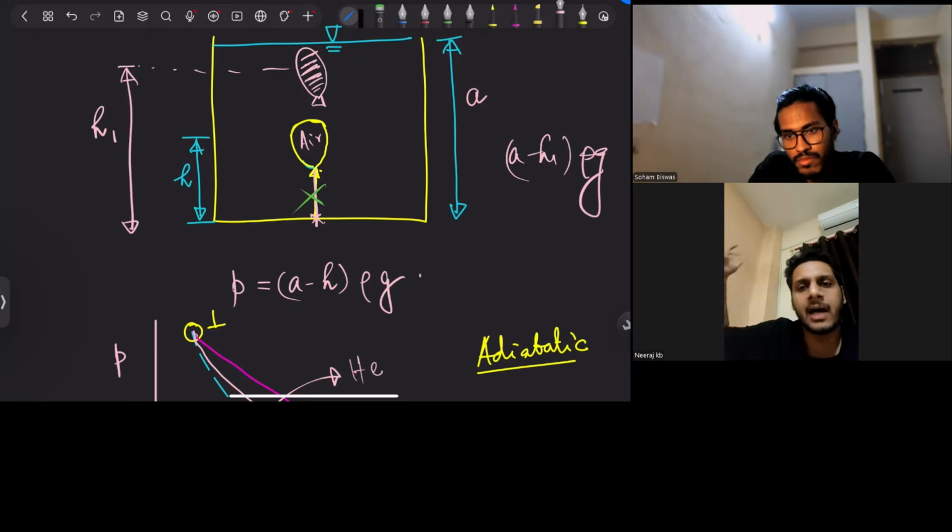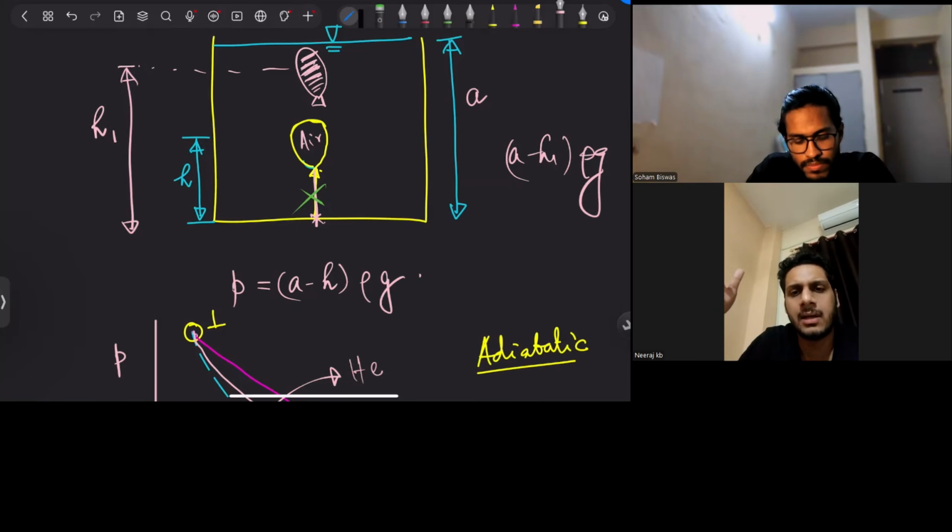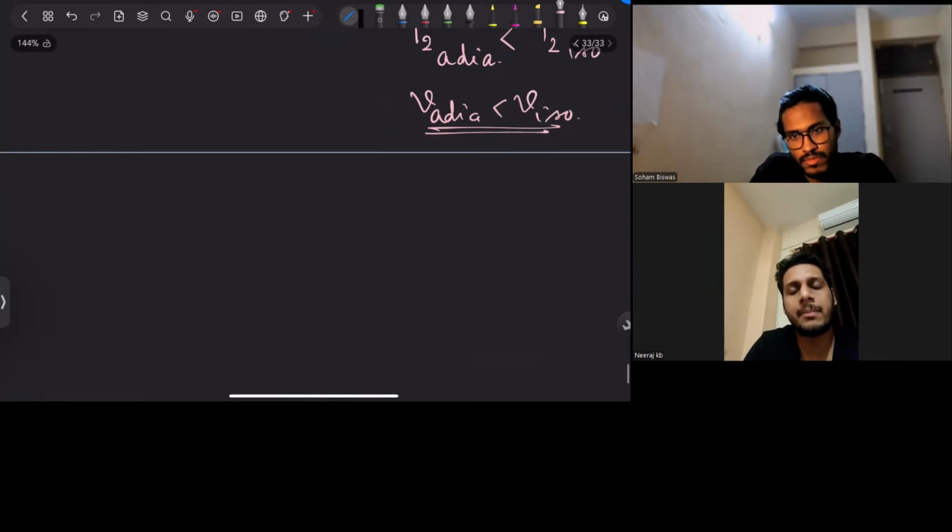We are taking it out into the atmosphere, so the pressure has reduced. The process is adiabatic, since the balloon has done some work against the atmosphere by using its internal energy. So obviously the temperature has to come down.